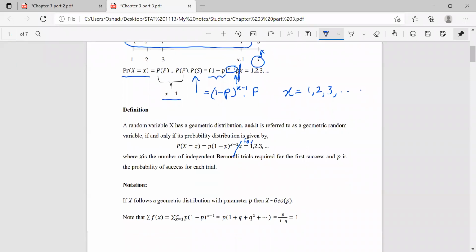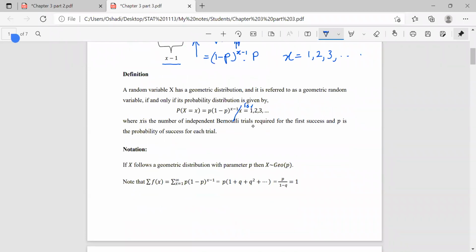So if X follows a geometric distribution with parameter P, then the notation can be written as X ~ GEO with the probability of success P. If we take the summation over all X, it becomes 1, right? That is something we have known since earlier: the summation of f(x) is equal to 1.